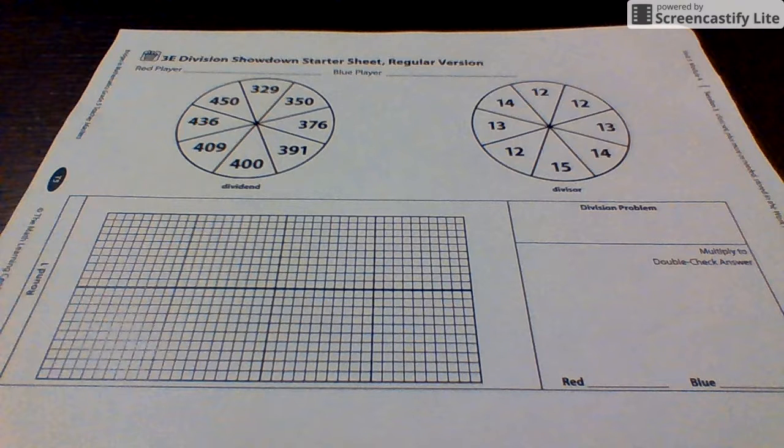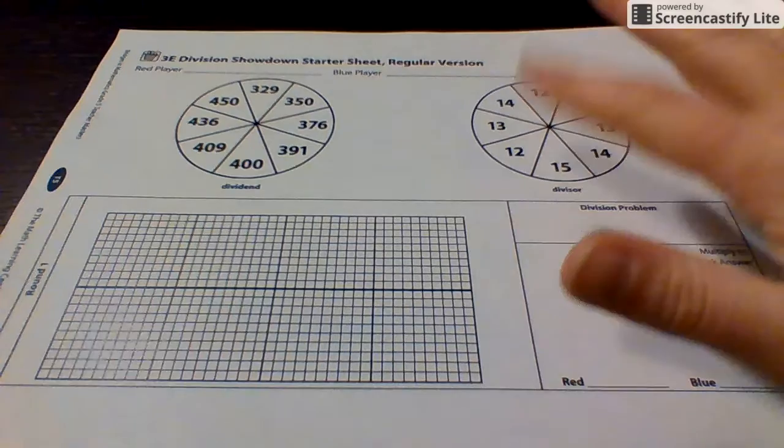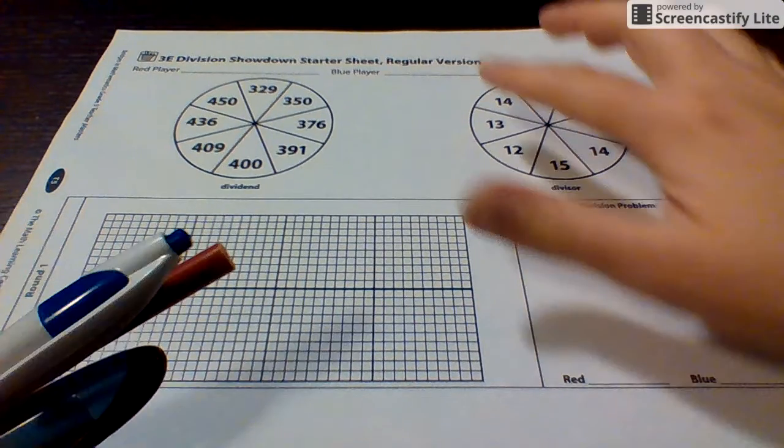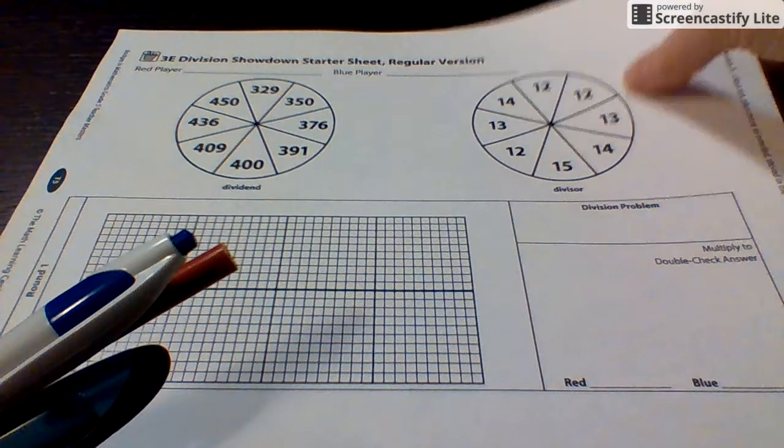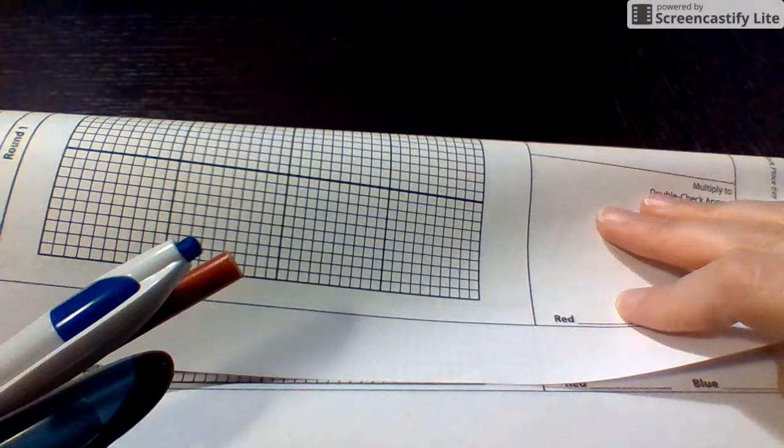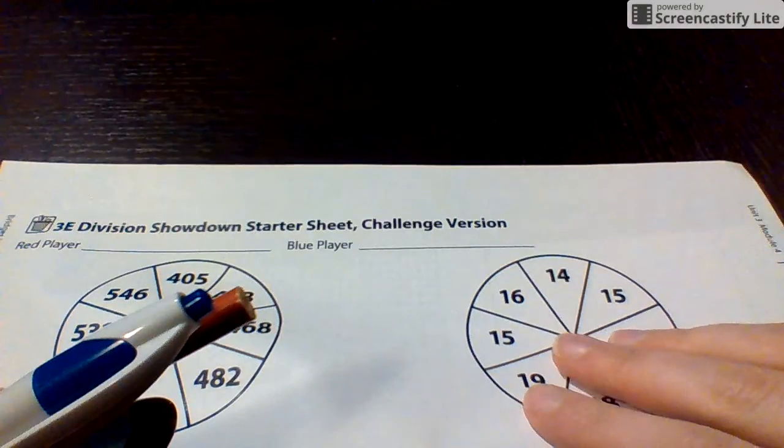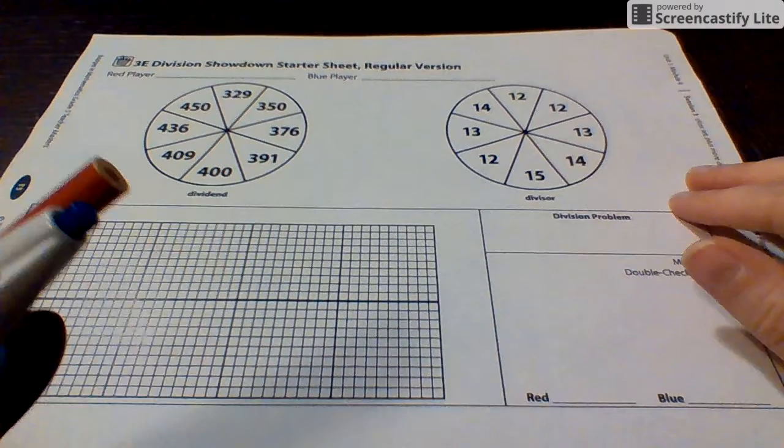Students, welcome to the game Division Showdown. For this game, you are going to need a Division Showdown starter sheet. You can have the regular version, or on the back side is the challenge version. Okay, backside challenge version. I'm going to recommend that everyone starts with the regular version.